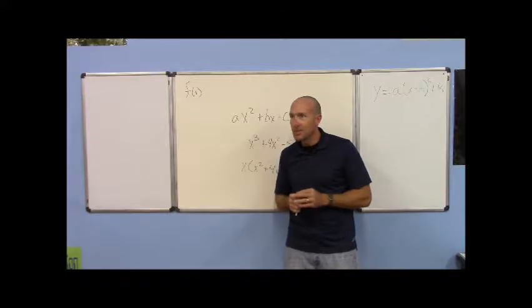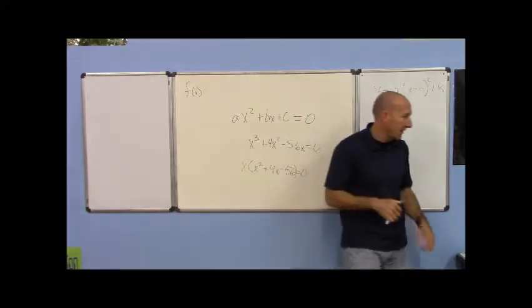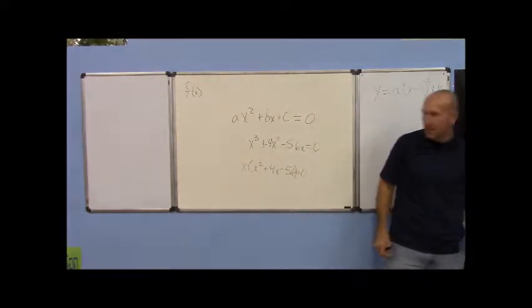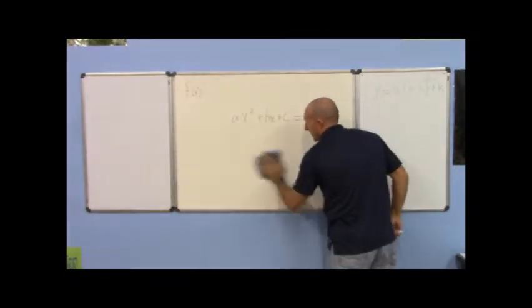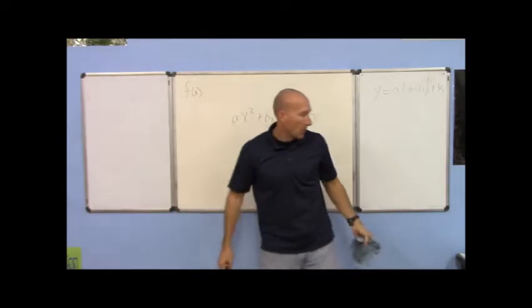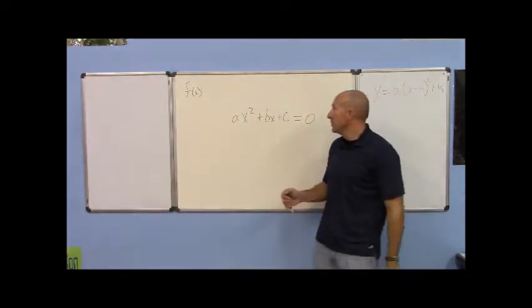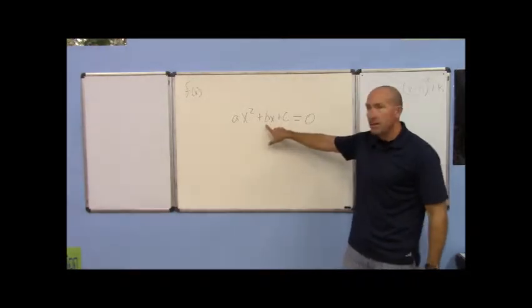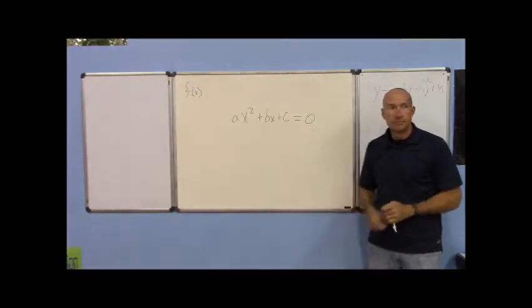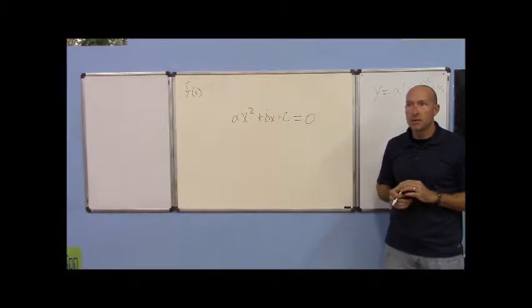Looking around to see what kind of facial expressions I get whenever I use that term, completing the square. Can anybody tell me what you do if we're going to complete the square? What do we do first with the b in this form? What is the first step we do with that in order to complete the square? Remember?